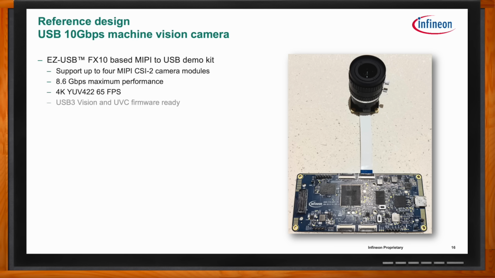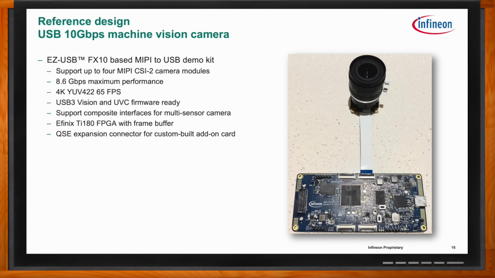The firmware support for this kit includes not only UVC, the USB video class, but also USB3 Vision for machine vision. That will help you to design this kind of application very easily. And there is another expansion connector on the kit. If you need an additional feature you cannot find on this kit, you can always build a daughter card with that connection to expand the features of your device. We also make this Sony camera module with the IMX715 sensor. This can help you quickly evaluate machine vision camera applications.